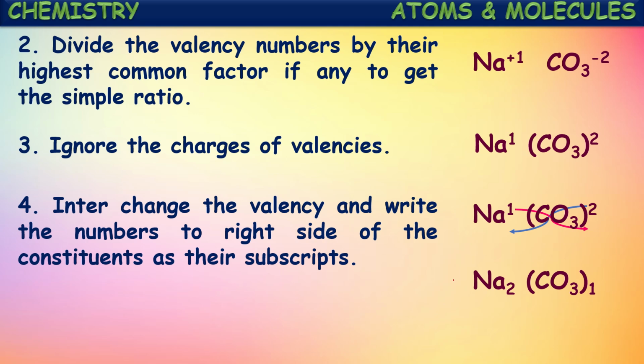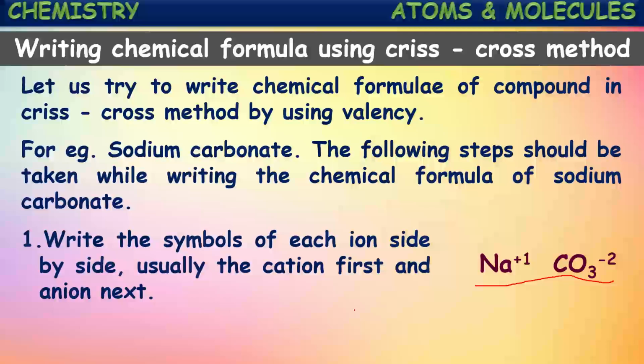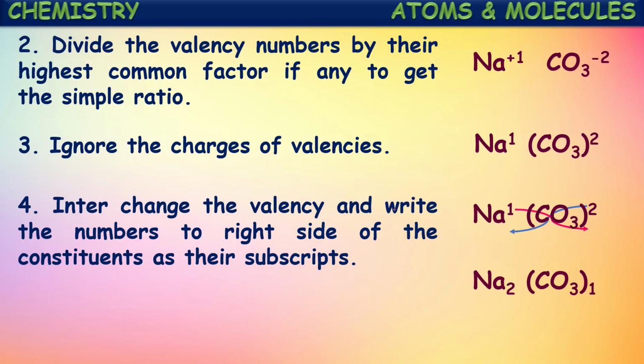Next step: divide the valency numbers by their highest common factor. If more than one valence number is there, and any suitable common factor is there, we need to divide the valence numbers with that. For example, here there is none. For example, here 2 is there, here 4 is there: 2 ones are 2, 2 twos are 4. Like that, divide with the common factor, and we get the simplest ratio of the valency numbers.